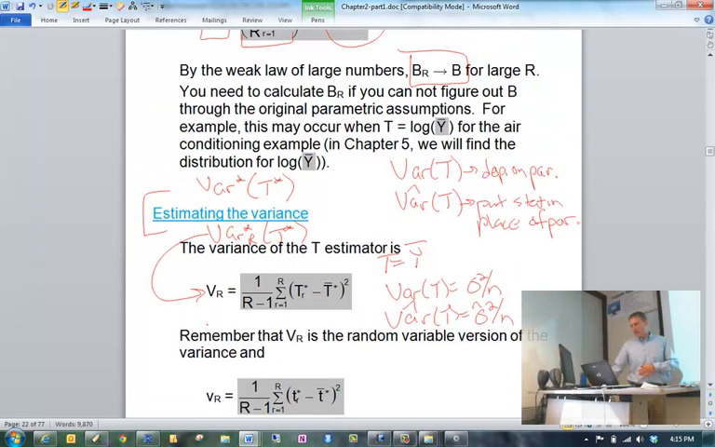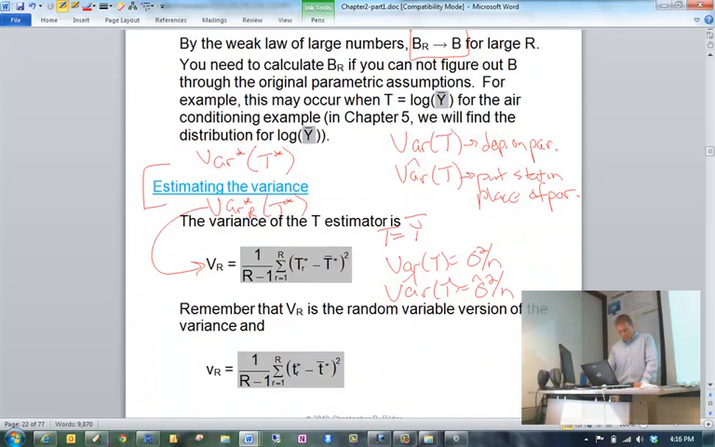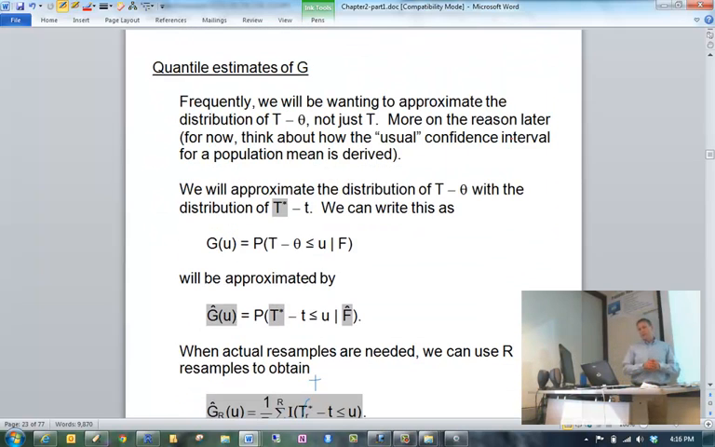I guess also for emphasis, let me go back up here. When I was talking about the bias, I could also define b sub r, little b sub r, to be this, just to make sure it's clear. Okay. Now we talked about bias, we talked about variance.